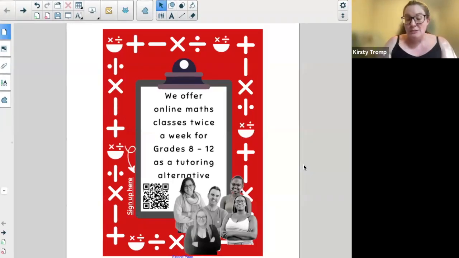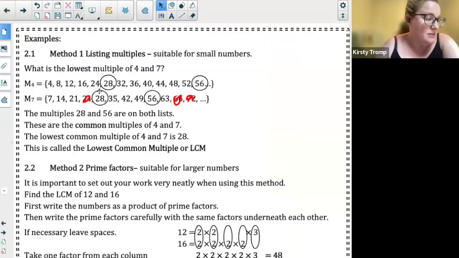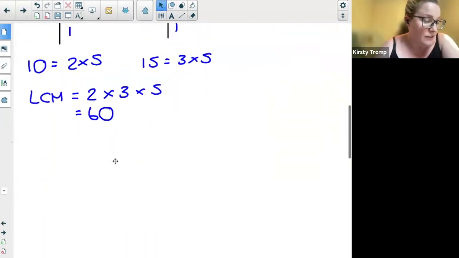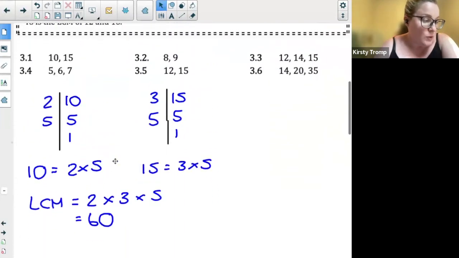So if you did miss Tuesday's lesson, on Tuesday we were learning how to find our number as a product of its prime factors. Then we learned how to find the LCM using the product of our prime factors. The one we did together was 10 and 15.